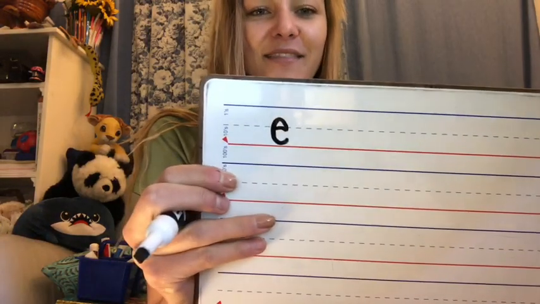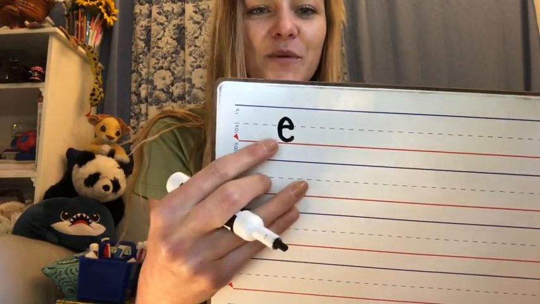The last couple of letters have a very unique formation. Can you say unique? Which means different. And the first one I wanted to show you is the letter E. Lowercase letter E. Something like this.